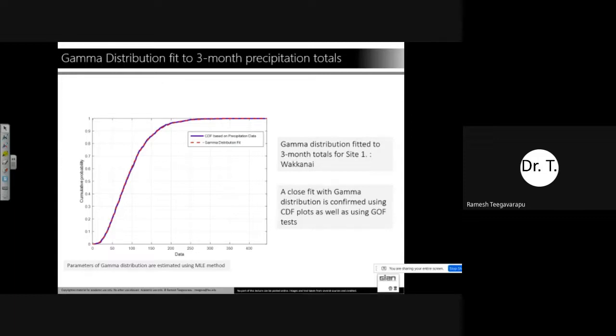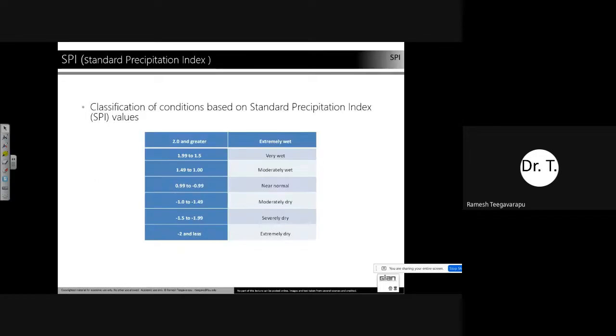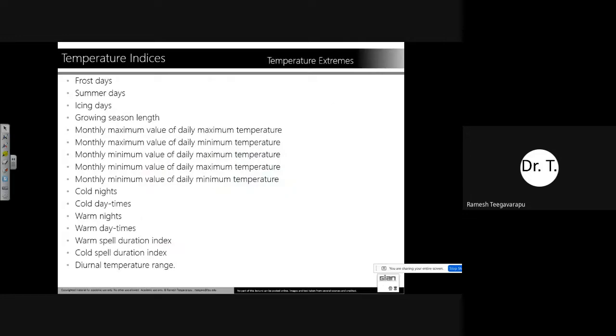This is a site in Japan, so you can see that it fits very well. And sometimes when we are fitting the distributions, we need to estimate the parameters. The most common one is the maximum likelihood estimate, or you could use, as we discussed yesterday, the L-moments and so on. The standard precipitation index we just talked about, based on the SPI values, you can say extremely wet, moderately wet, near normal, moderately dry, severely dry, and extremely dry. So depending upon that, we can classify.